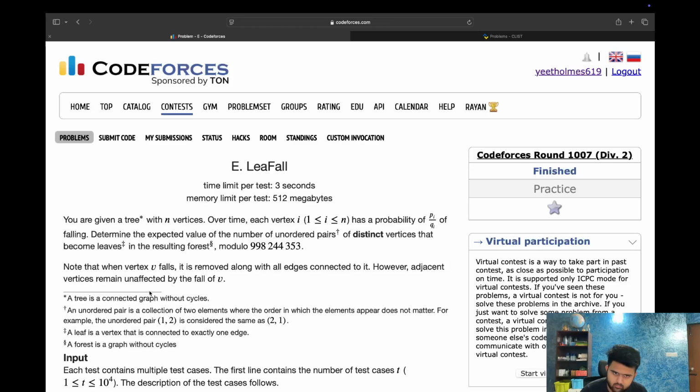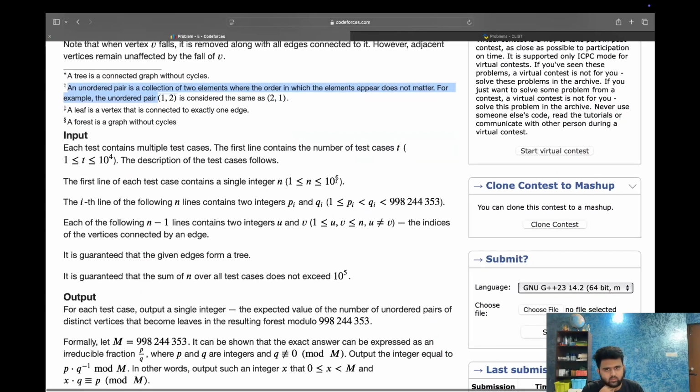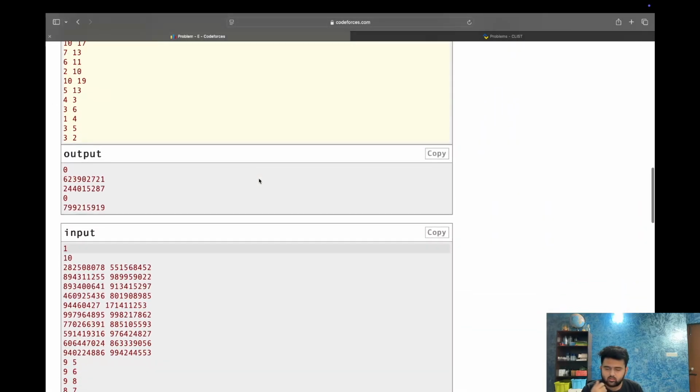And some important definitions here is that a leaf is a vertex that is connected to exactly one edge, which will be important later. And a forest is just a graph without cycles, which means it's a bunch of trees. And an unordered pair is a collection of two elements where, basically, 3 5 and 5 3 are both considered the same pair. Now the constraints are normal, so there's no trick there. And let's dive into an example.